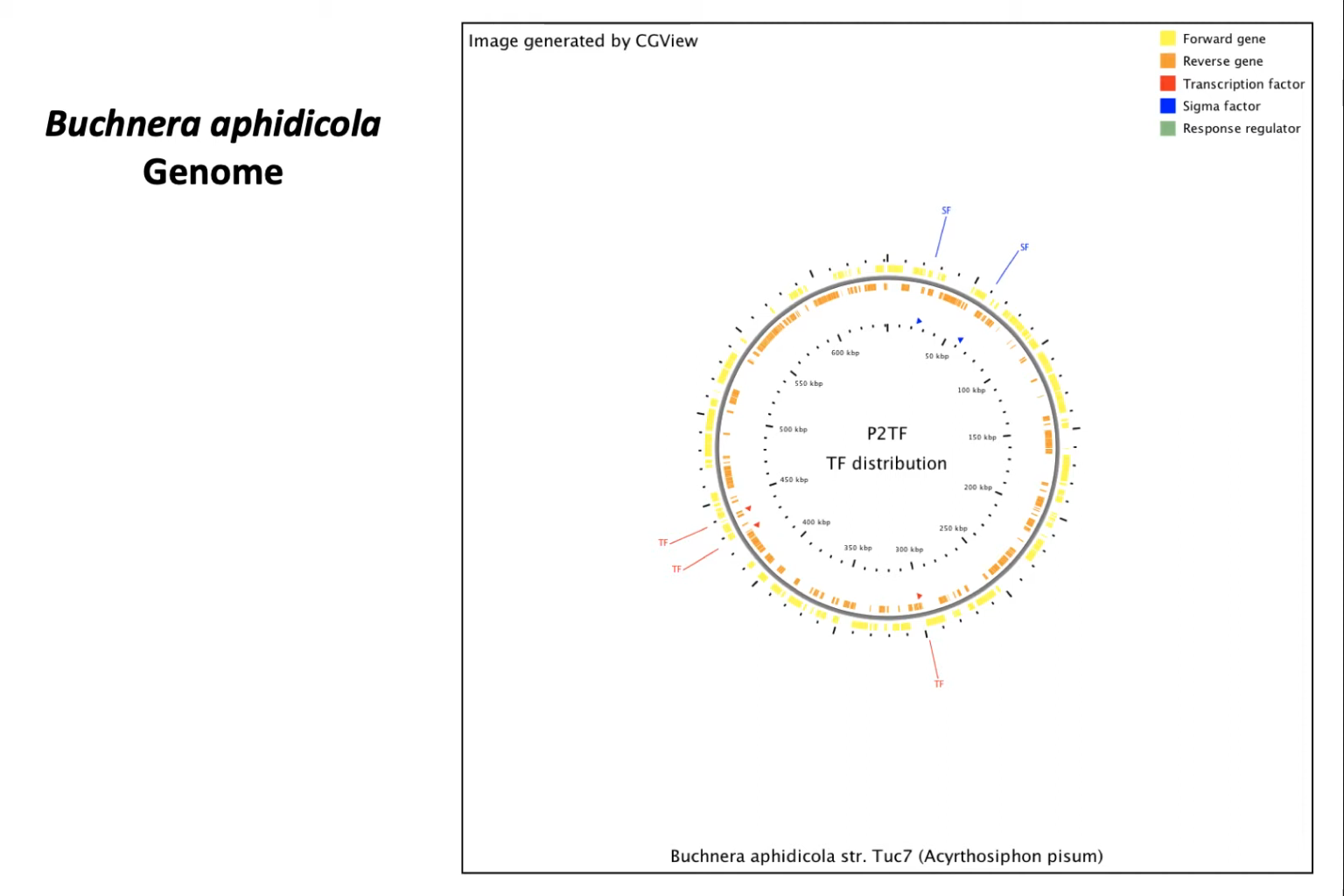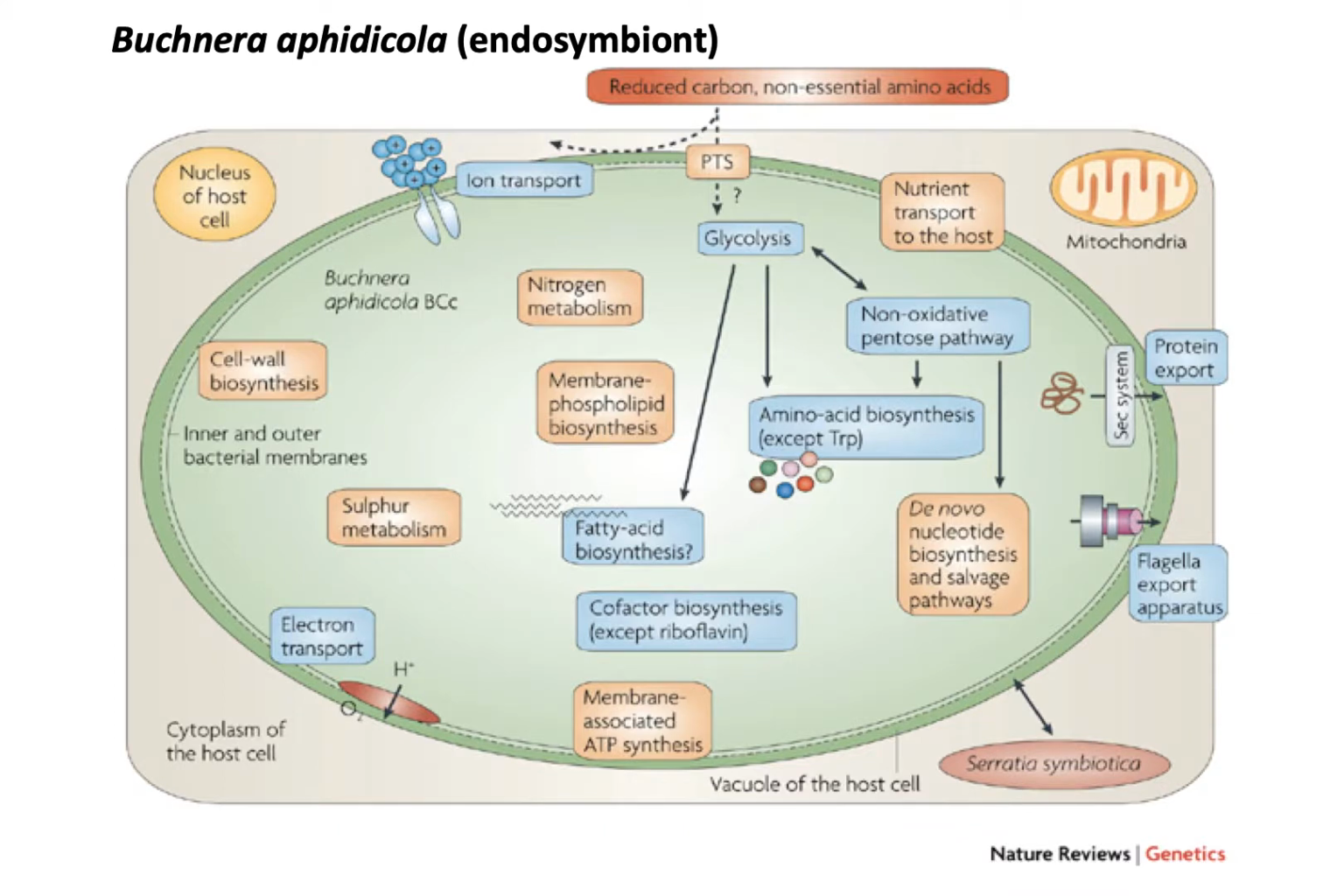This diagram also shows the chromosome locations of the genes on the yellow strand here, and then on the opposite strand, which has the genes colored in orange. Here's a schematic diagram of Buchnera aphidicola inside the host cell of the aphid.